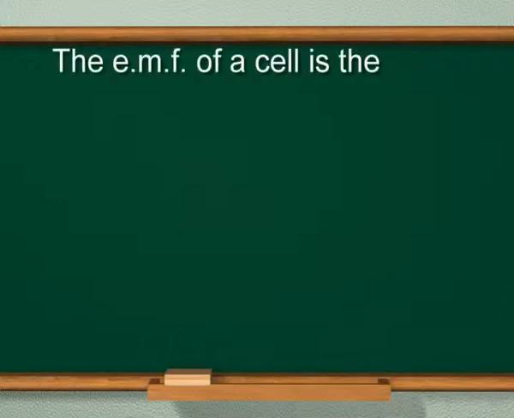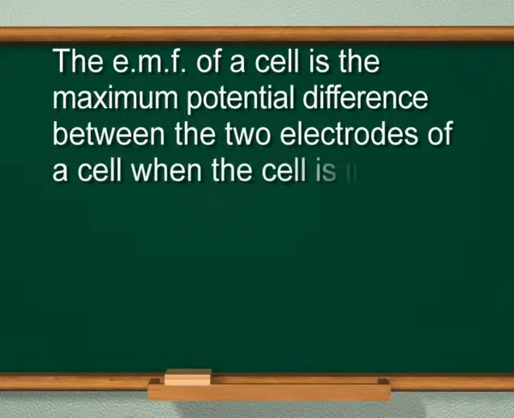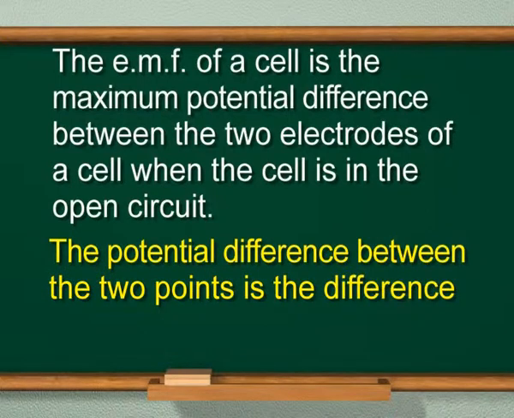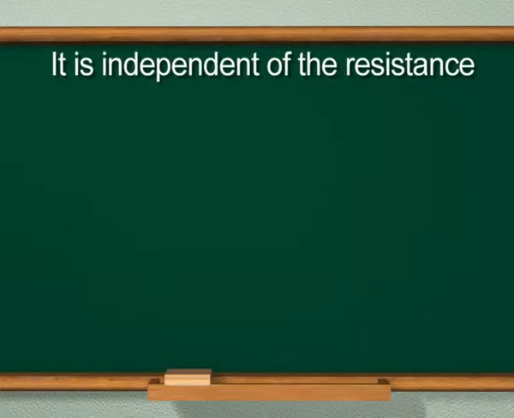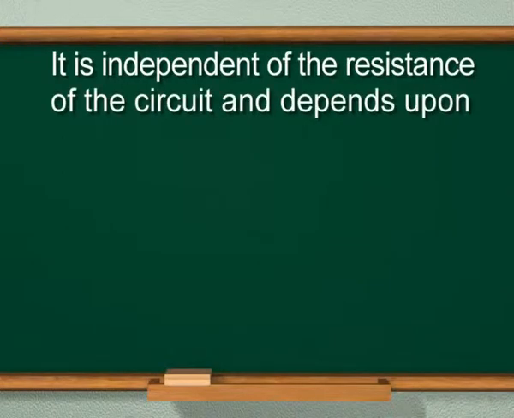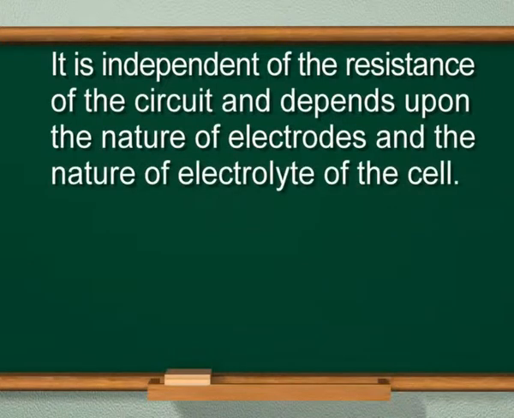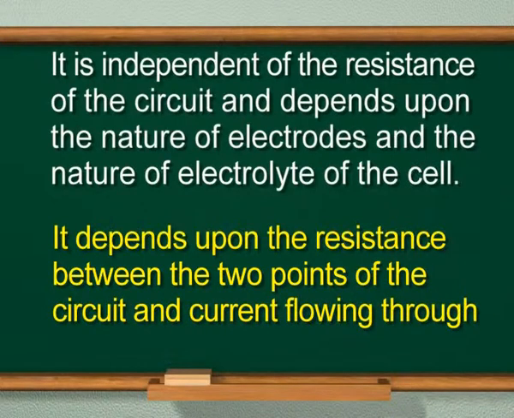The EMF of a cell is the maximum potential difference between the two electrodes of a cell when the cell is in the open circuit, while the potential difference between 2 points is the difference of potential between those 2 points in a closed circuit. EMF of a cell is independent of the resistance of the circuit and depends upon the nature of electrodes and the nature of electrolyte of the cell, while the potential difference depends upon the resistance between the 2 points of the circuit and current flowing through the circuit.